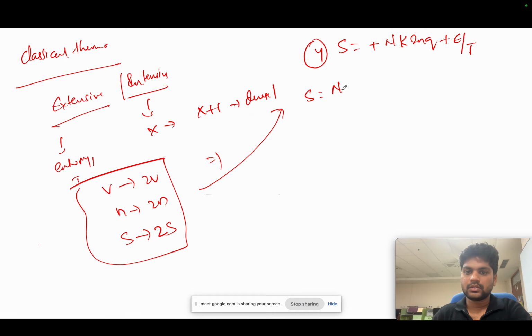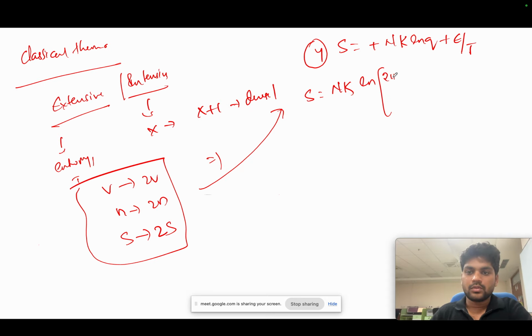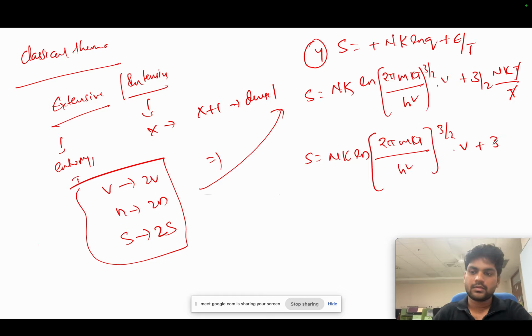So from here we can understand that S equals nk ln of 2 pi m kT by h square whole to the power 3 by 2 into v, plus 3 by 2 nk T by T, so T and T will get cancelled. So now we have the formula. This is all there in the SAR class, I am just rephrasing what SAR has ended with. This is for monoatomic gases.